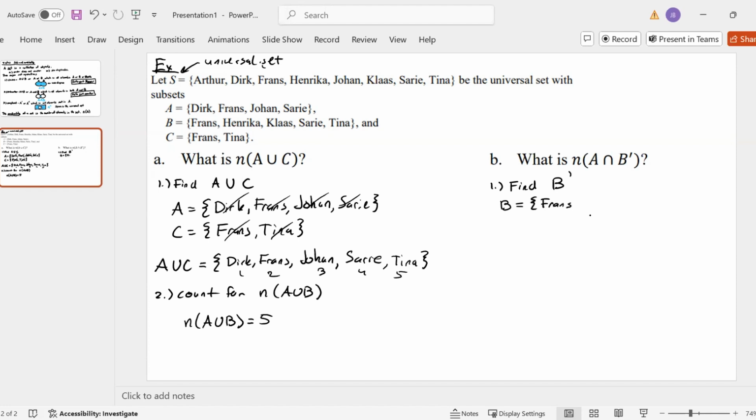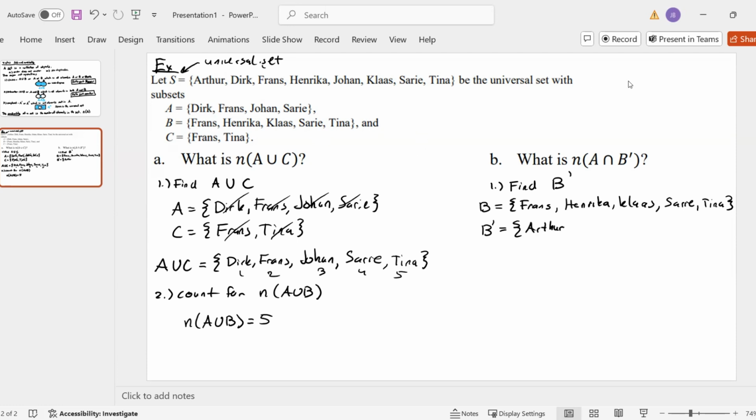Again, you don't have to do this, but that's going to be Franz, Enrika, Claus, sorry, and let me give myself a little bit more space. Tina. Okay. And then the complement is just everything that is not what I have above me. Okay. So if I look at the universal set, I have Arthur, right? So Arthur is allowed.